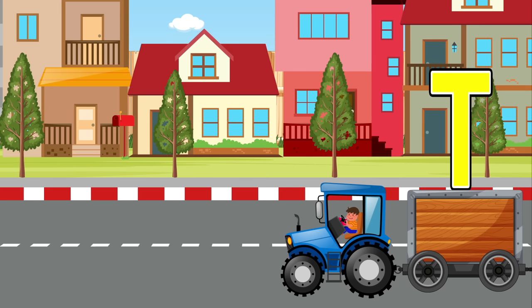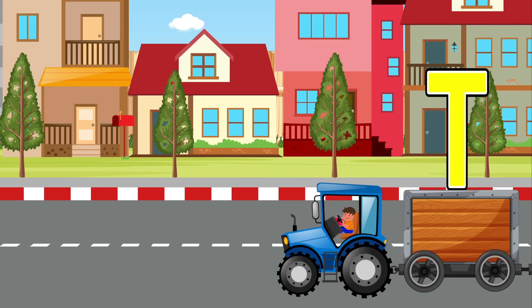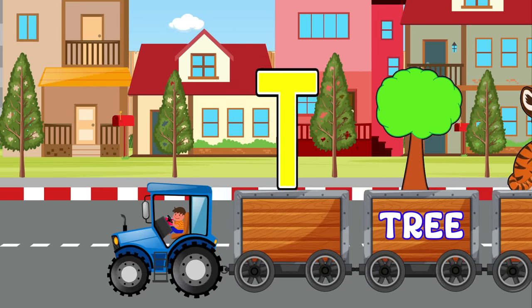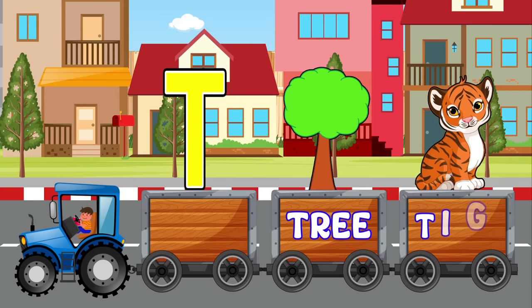T. Letter T is for tree. Letter T is for tiger.